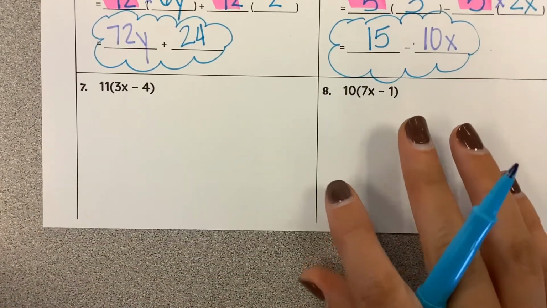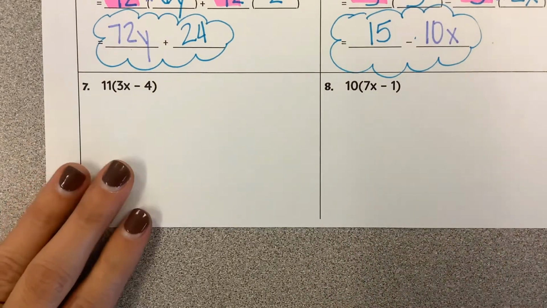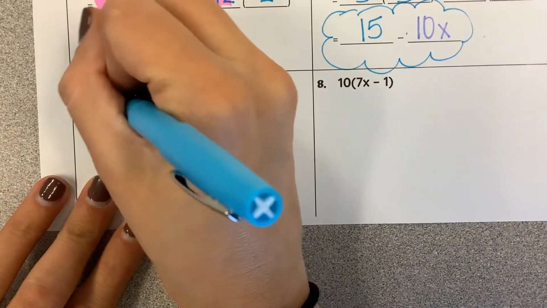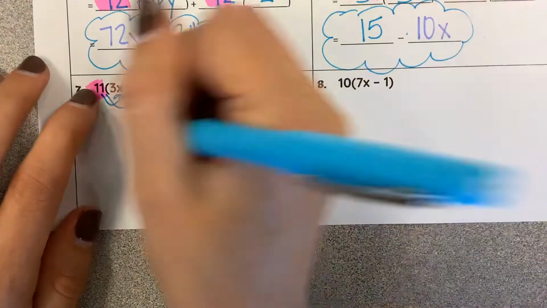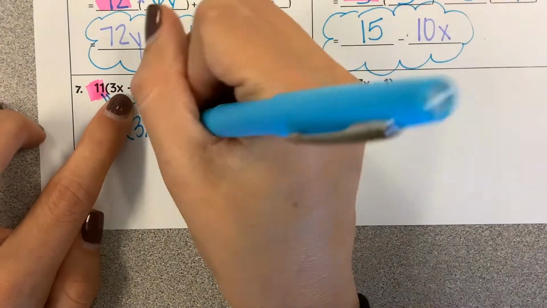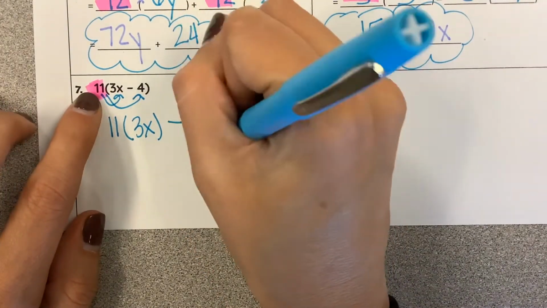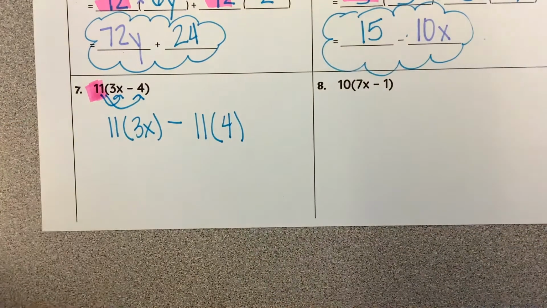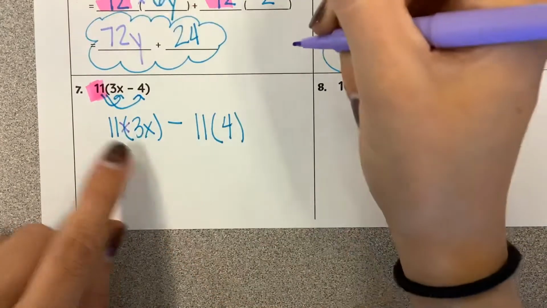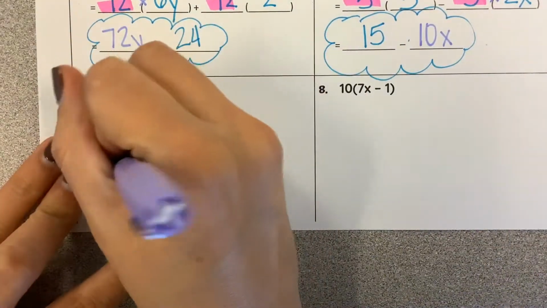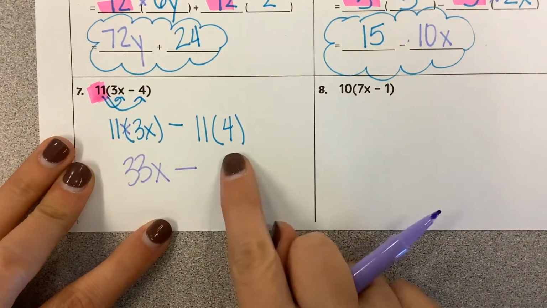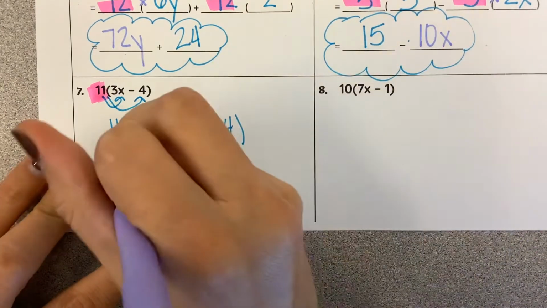Let's try 2 where we don't have the lines laid out for you. So I'm highlighting the 11 that's on the outside. That is what I'm distributing to both terms on the inside. So I'm going to do 11 times my first term, which is 3x. Bring down my minus, and then I'm going to do 11 times our second term, which is 4. When we have the number with the variable, we're going to do 11 times 3. 11 times 3 is 33. Bring down our x, minus 11 times 4 is 44.